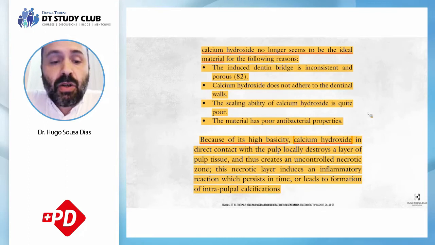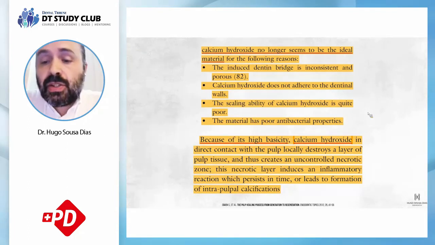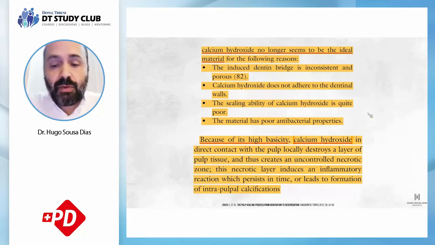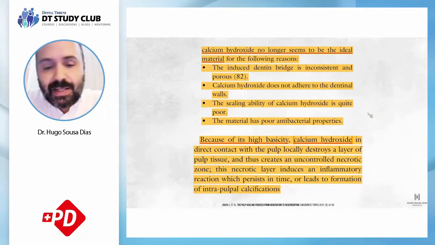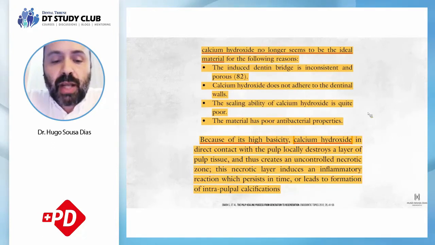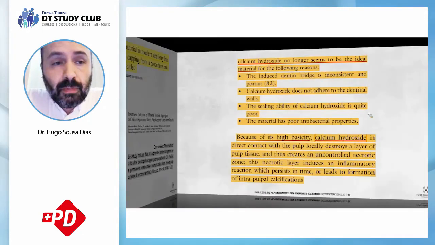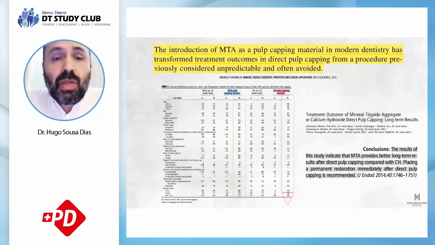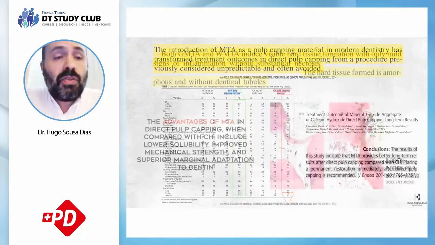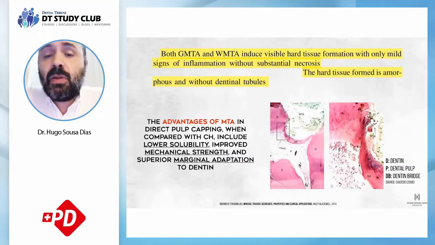Calcium hydroxide in contact with pulp locally destroys the layer of pulp tissue and thus creates an uncontrolled necrotic zone. And this necrotic layer induces an inflammatory reaction that is going to persist over time. But with the introduction of MTA, we have a new opportunity and a new hope in this kind of procedure. Both gray and white MTA induce visible hard tissue formation with only mild signs of inflammation without substantial necrosis.